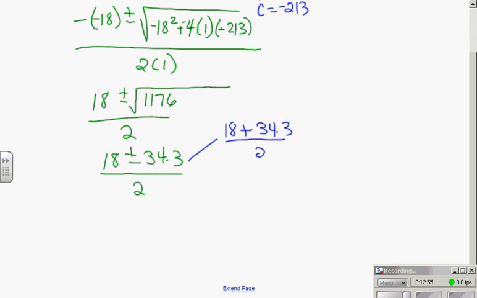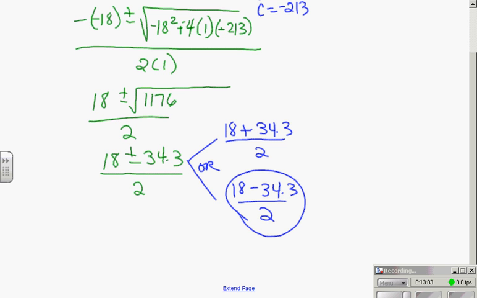Remember, this is two problems now that we have to think about. This is 18 plus 34.3 all divided by 2, or it's 18 minus 34.3 all over 2. This one I know is going to be negative because of the minus in the top. Don't have to consider it. This one works out to be 26.1.